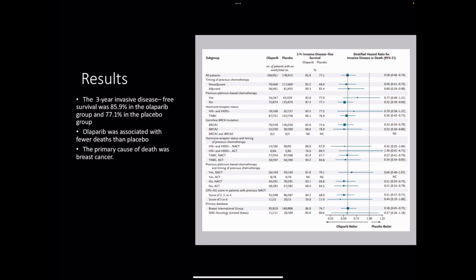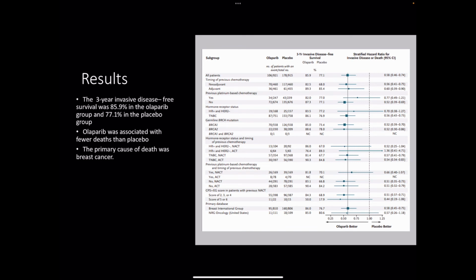So, as I said earlier, the percentages for the 3-year invasive disease-free survival was 85.9% in the Olaparib group and 77.1% in the placebo group. So this shows that there was a pretty significant difference in the 2. Olaparib was also associated with fewer deaths than the placebo. However, there is not enough evidence to really show that it's a direct causation. It doesn't have as much significance.